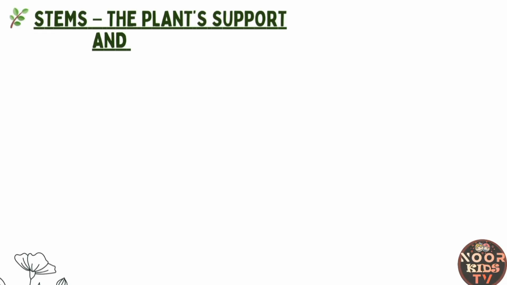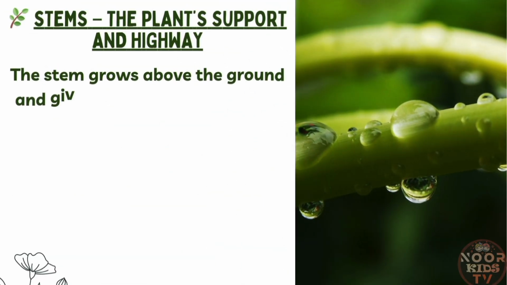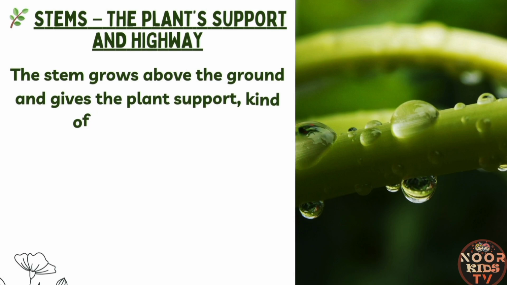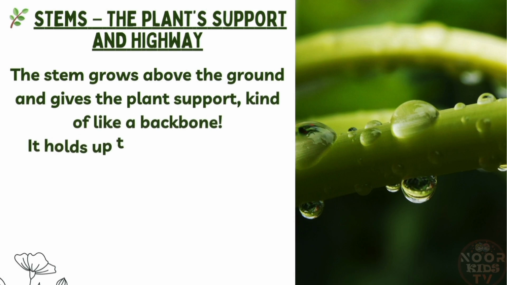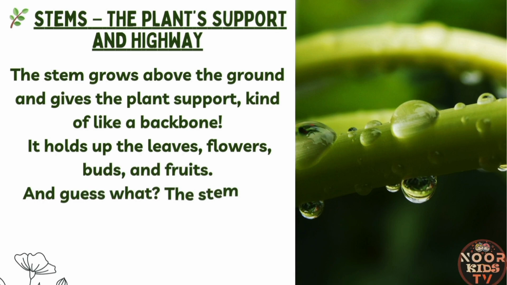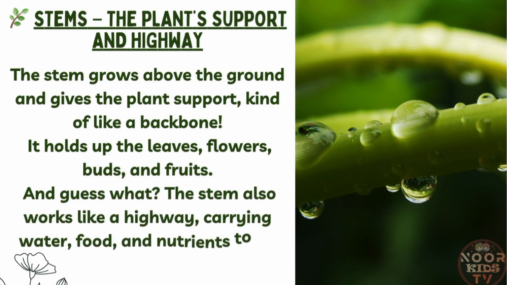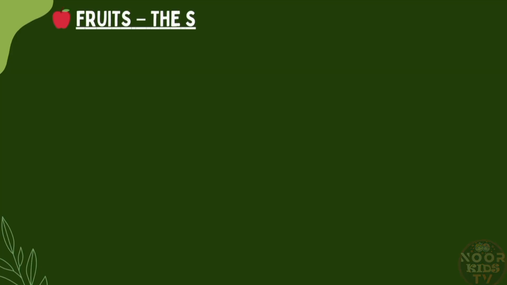3. Stems, the plant's support and highway. The stem grows above the ground and gives the plant support, kind of like a backbone. It holds up the leaves, flowers, buds and fruits. And guess what? The stem also works like a highway, carrying water, food and nutrients to all parts of the plant.